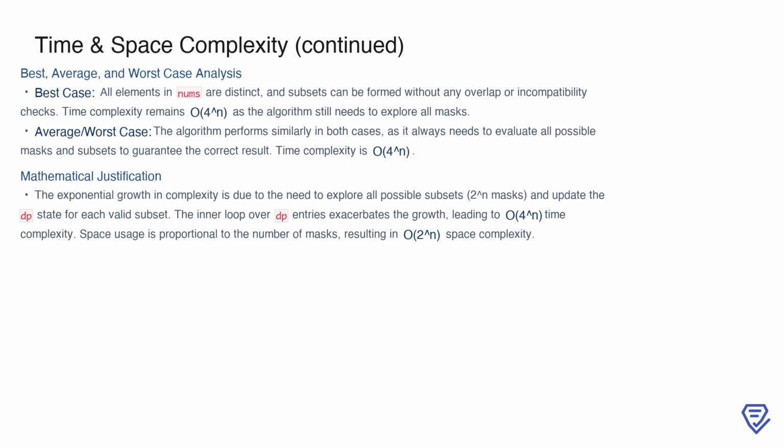The inner loop over the DP dictionary further compounds this, leading to a final time complexity of 4 to the power of n. Space complexity is proportional to the number of masks, resulting in 2 to the power of n space usage due to the DP dictionary.